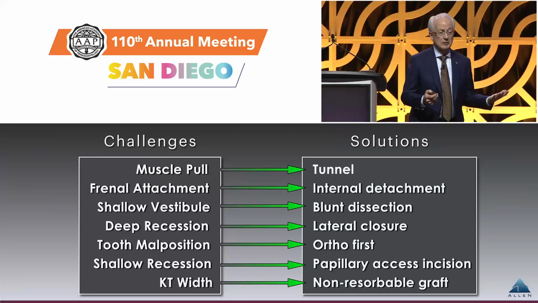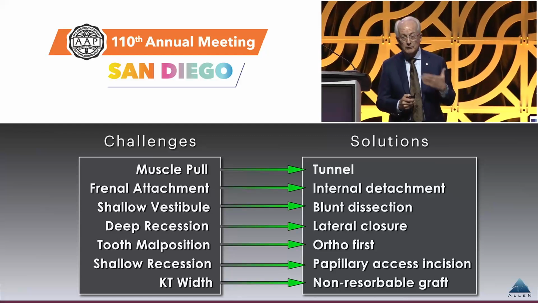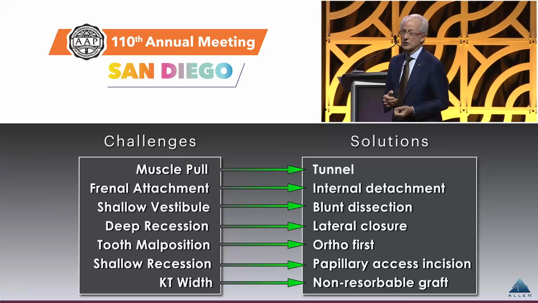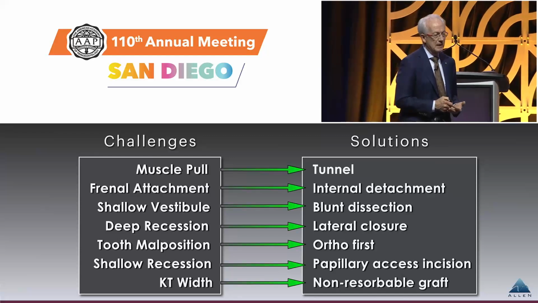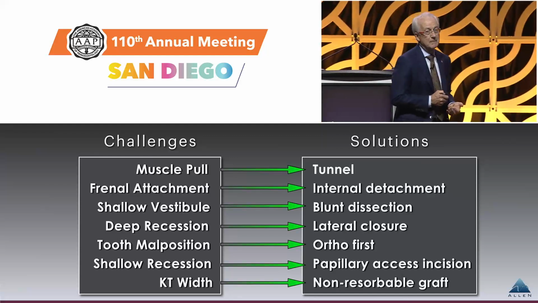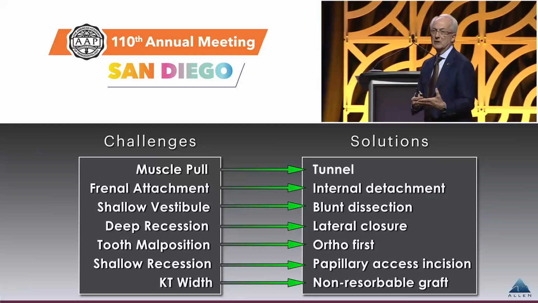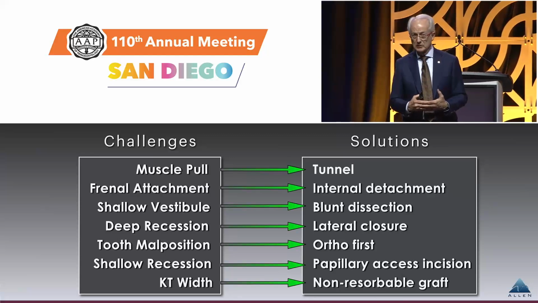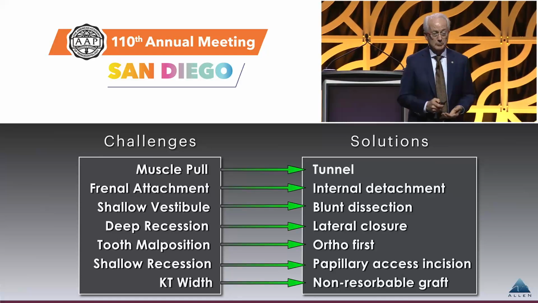Deep recession, the solution is lateral closure. Tooth malposition, do the ortho first. Shallow recession, the papillary access incision makes life so much simpler. Almost for all cases in the lower arch, I do that now. And KT width, use a non-resorbable graft. If you want to get a functional outcome, you need something that will give you a gain in tissue thickness, and a resorbable graft will not, so you need a non-resorbable graft.